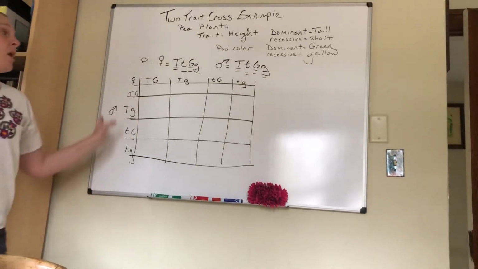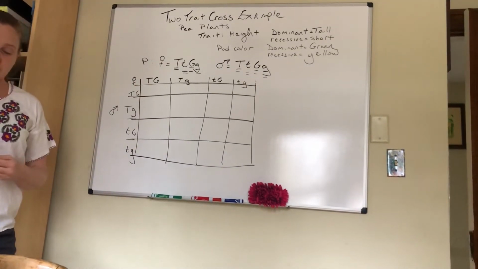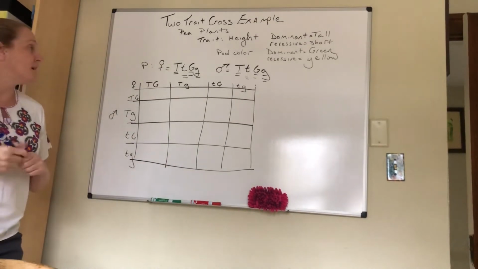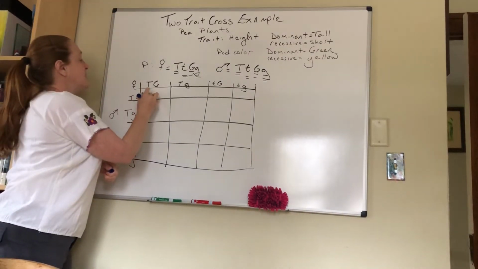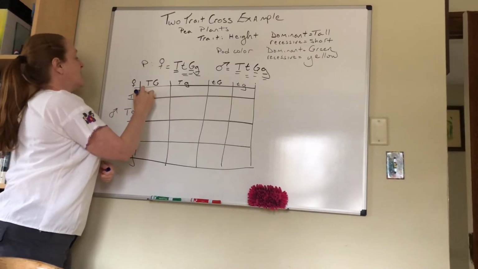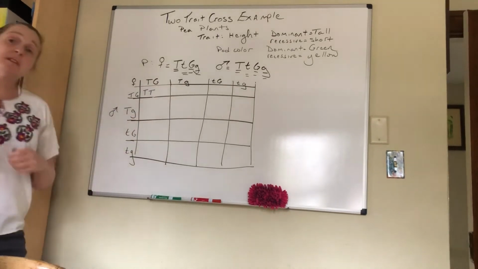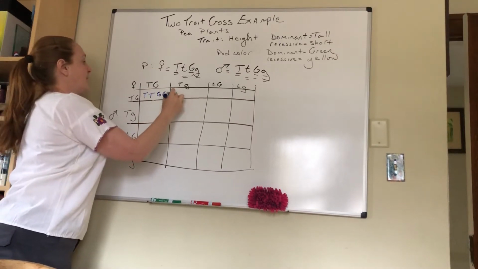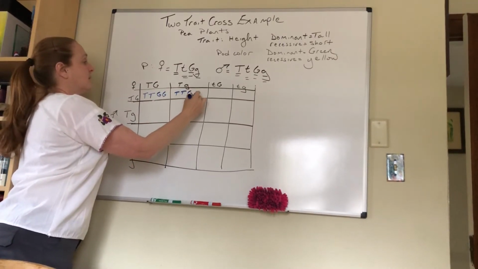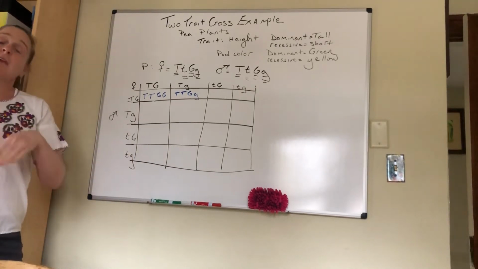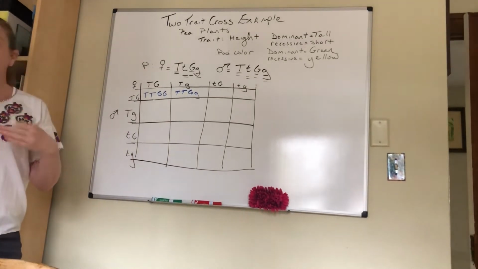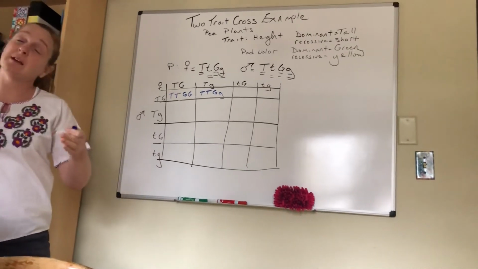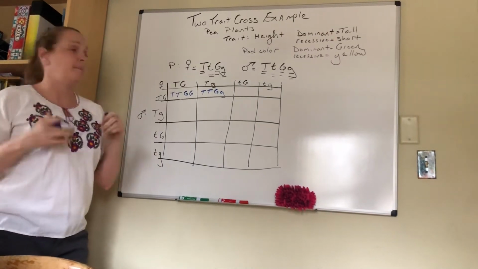So now that I have all of the possible combinations of genes in my gametes, the next step is to make the diploid zygote, to make the offspring. I like to keep my letters together. So I'm keeping my T's together for height and my G's together for pod color. The reason why I like to do this is because visually it'll make it easier for me to pick out those phenotype combinations: being tall and making green pea pods, being tall and making yellow, being short and making green, or being short and making yellow.